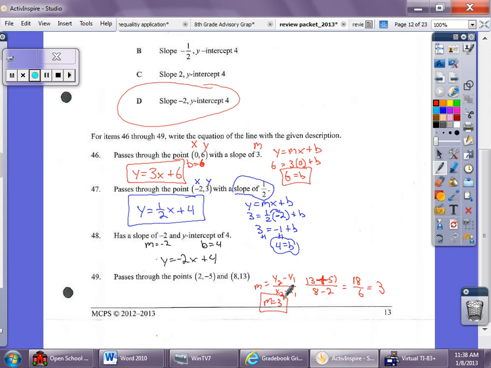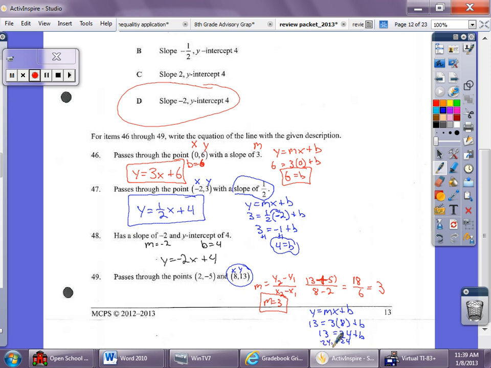Now we go back, since we know the slope, we select one of these 2 points. I'm going to choose this one, so we avoid using the negative 5. So I know that 8 is my x, 13 is my y, and I have my equation y equals mx plus b. Well, I plug in 13 for y, so 13 equals 3 times 8 plus b. So 3 times 8 is 24, 13 equals 24 plus b.